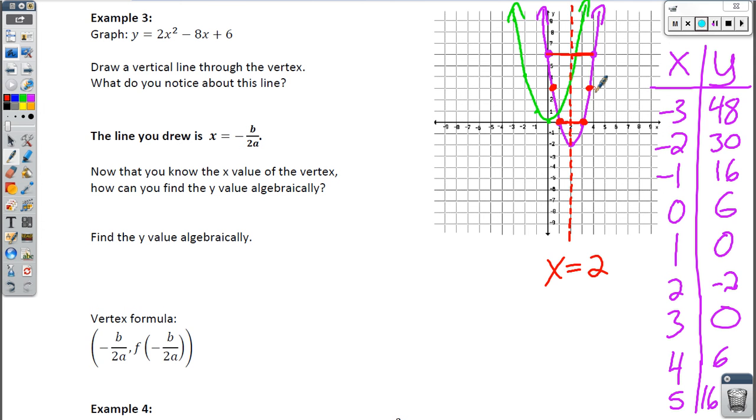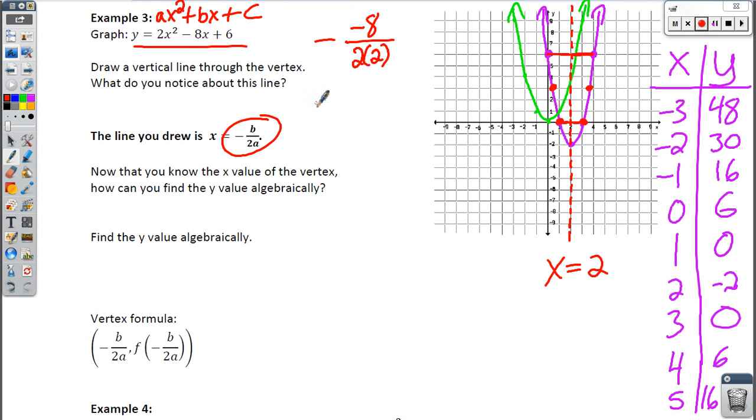x equals 2. Now, that line is the line x equals negative b over 2a. So remember the standard form ax squared plus bx plus c. The number in front of x squared is a, the number in front of x is b, the number without an x is c. So if we look at negative b over 2a, for this equation right here, b is negative 8. So negative b is going to be negative negative 8 over 2 times a, so that's 2 times 2 in this case. So we have two negatives here, a negative and a negative is positive, so that's going to be positive 8 over 4.